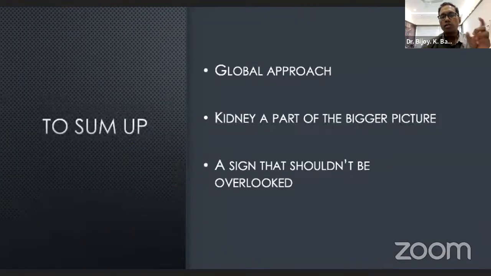So it's important to understand that when we are looking at the kidney, we are only looking at a part of the bigger picture. We have to have a global approach to understand that not all cystic kidneys are the same. And they might be talking about a more serious underlying problem, and it is a sign that we shouldn't overlook.